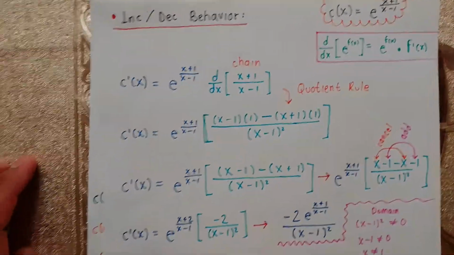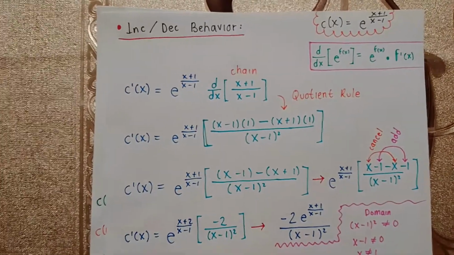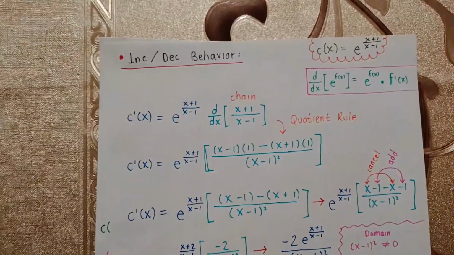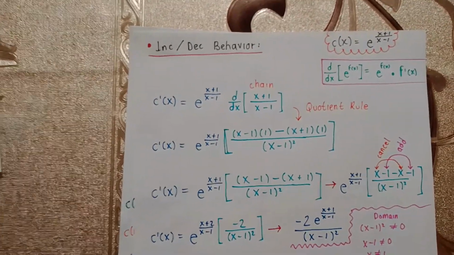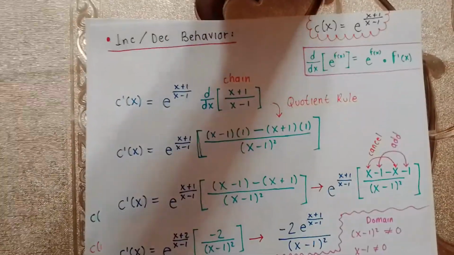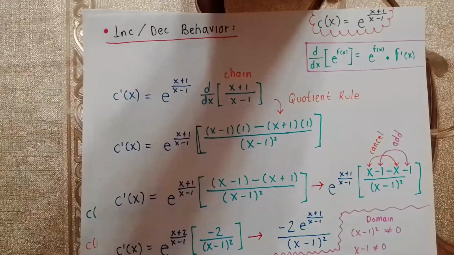The next step will be finding the increasing or decreasing behavior. The way we do this is by finding the first derivative and then doing some magic work to see what the behavior is going to look like. I wrote down at the top the original formula just to keep track of it.